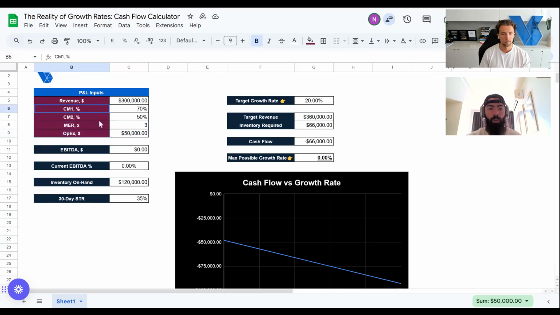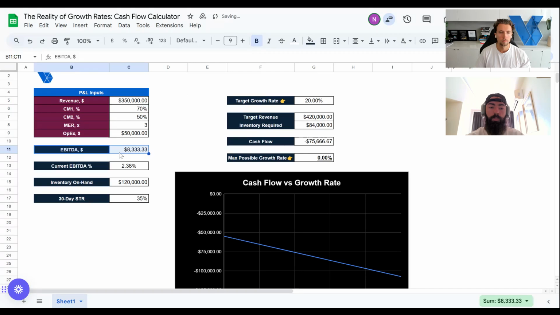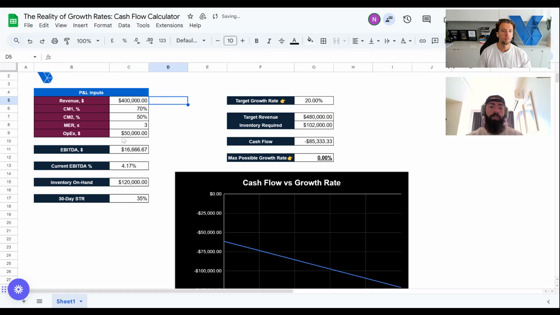Now, once we've taken all of these into account, we can estimate our EBITDA to be $0 at $300,000 revenue. Now, if we increase the revenue to $350,000, then our EBITDA is $8.3 thousand. Now let's make it bigger, bring it up to $400,000. Now this is our EBITDA percentage, because all the variable costs will eat into the incremental increase in revenue, and OPEX stays the same. That's why we managed to squeeze a little bit more profit.